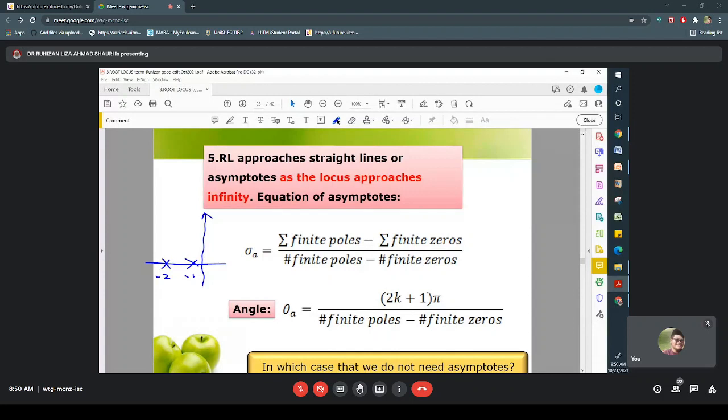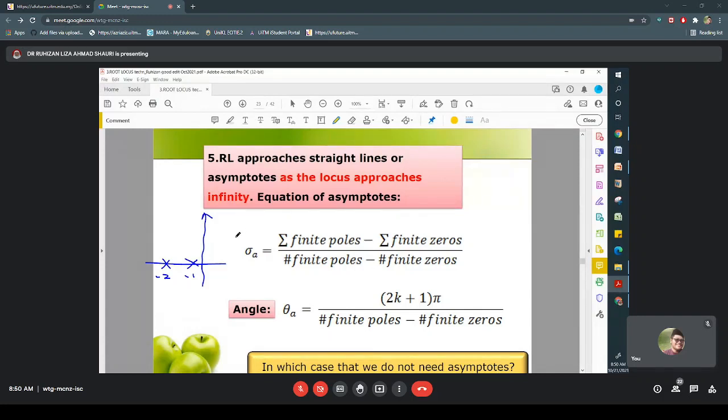Shall we? Okay. Rule number 1, what does it say? Guide me. Guys? Anybody? Number of branches. Now, how many open loop poles do you have in this example? 2. So how many branches? 2. Yeah, you're expecting 2. Alright, 2 branches.